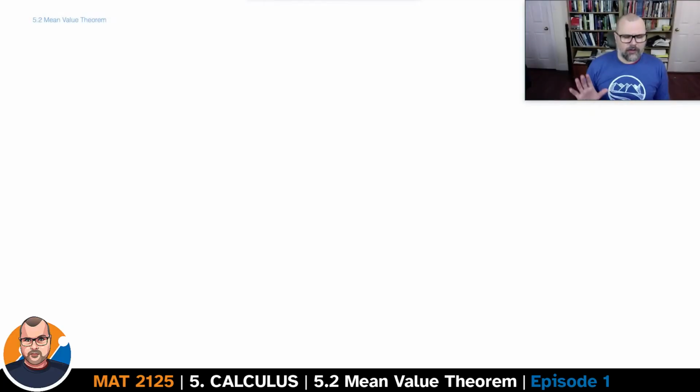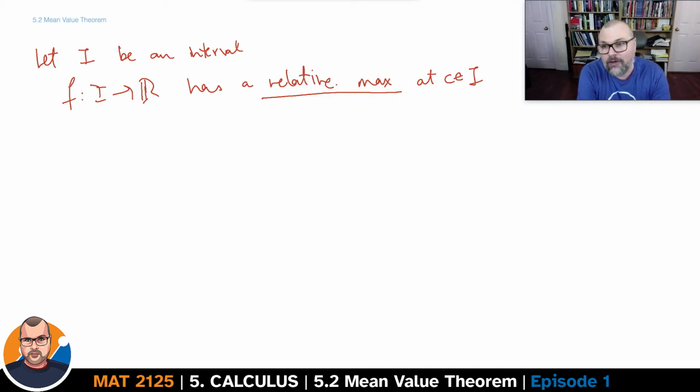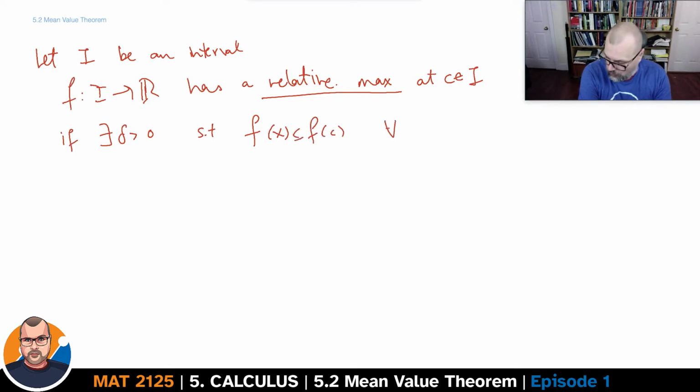The mean value theorem is probably one of the most useful results in analysis. Let's say you have an interval I, and f is a function from I to R. We'll say that the function has a relative maximum C in the interval if you can find some delta positive such that the function at x is going to be smaller than the function at C for all of the x's in the neighborhood of radius delta around C.